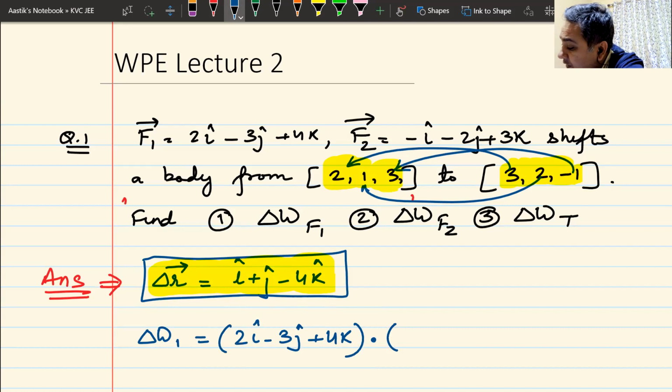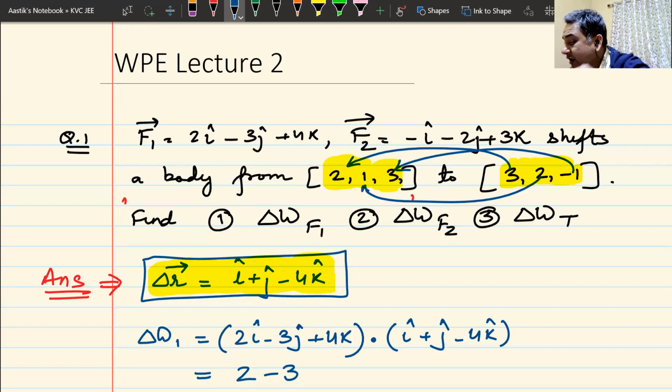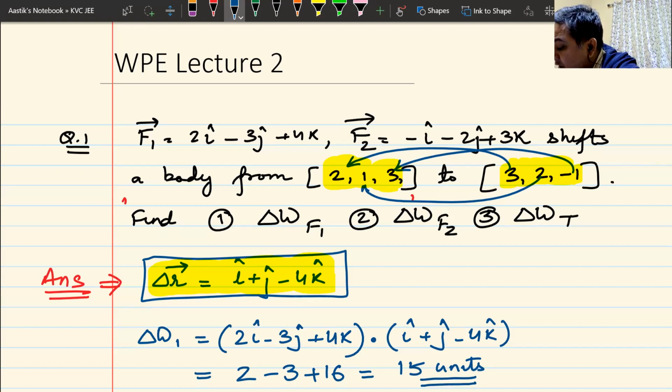It has to be dotted with I plus J minus 4K. You know how to find the dot product. We'll just write the answer. 2I dot I will be 2. Rest will be 0. Minus 3J dot J will be minus 3. So 2 minus 3. 4K dot with minus 4K will be minus 16. And your answer will be minus 17 units. I don't know the units of force. It is not given. So the work done by force 1 is minus 17 units.